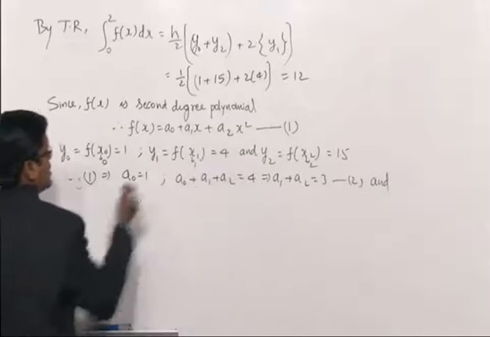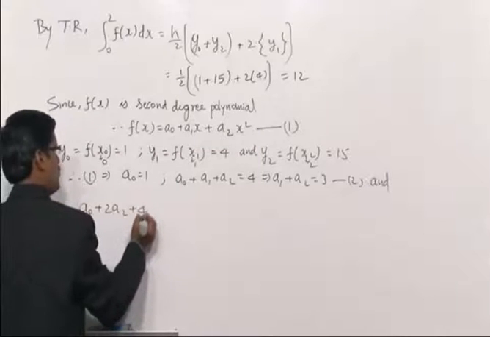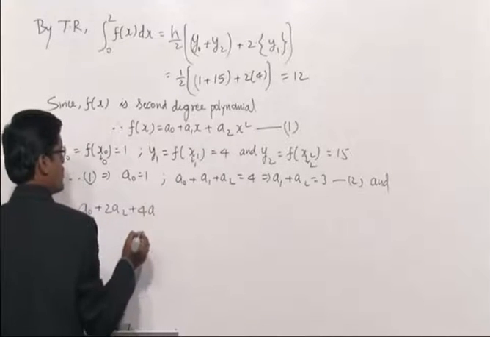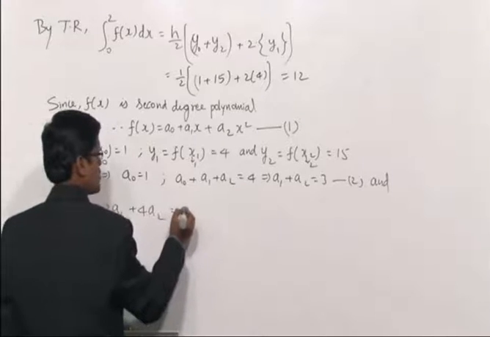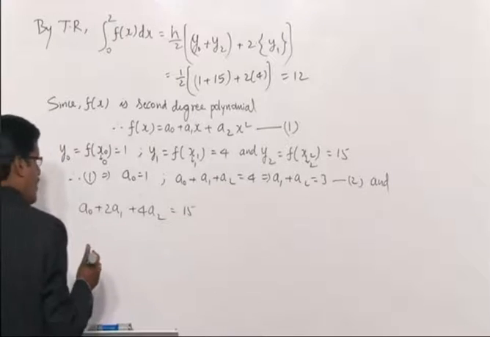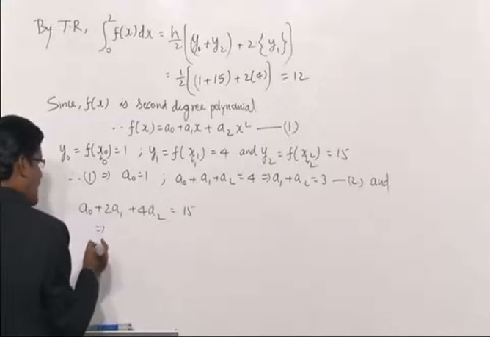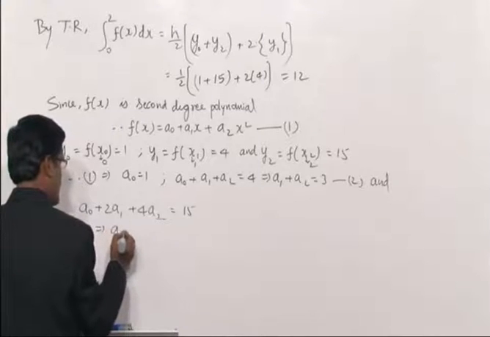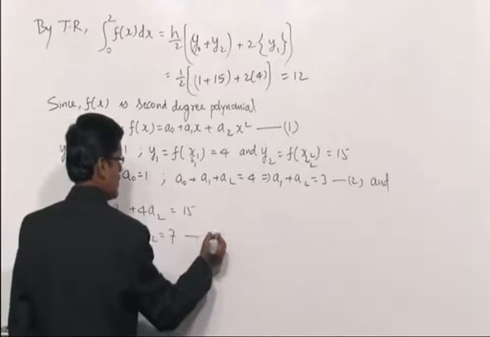Substituting the third condition, A naught plus 2A1 plus 4A2 is equal to the corresponding y value, 15. A naught we got as 1, and then after taking 2 common and cancelling with the right side, this simplifies to A1 plus 2A2 is equal to 7, equation 3.